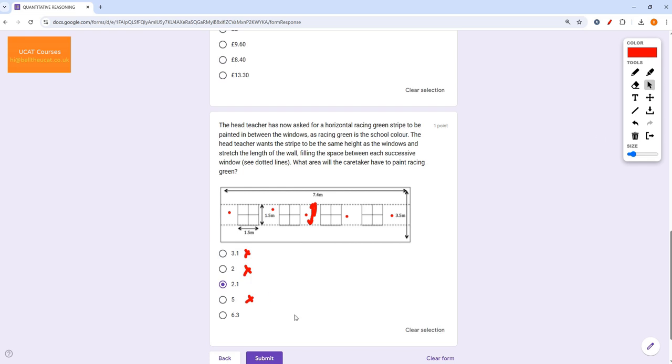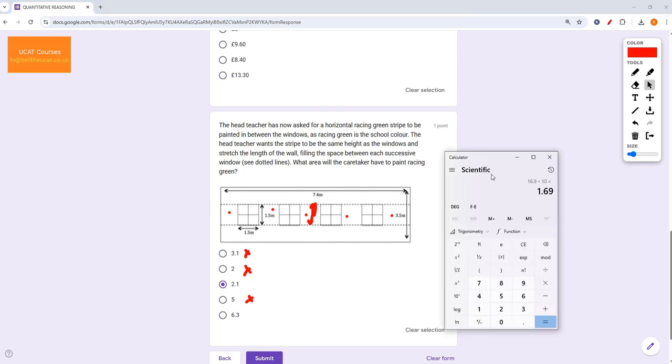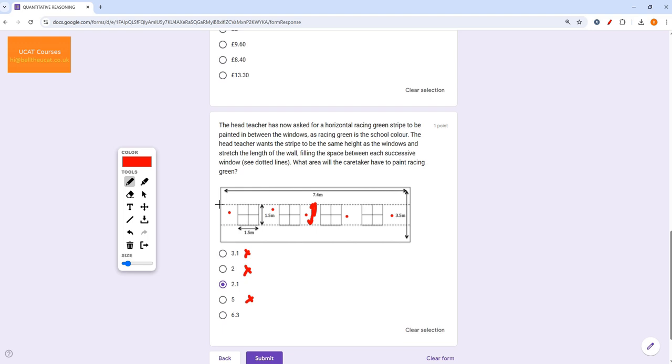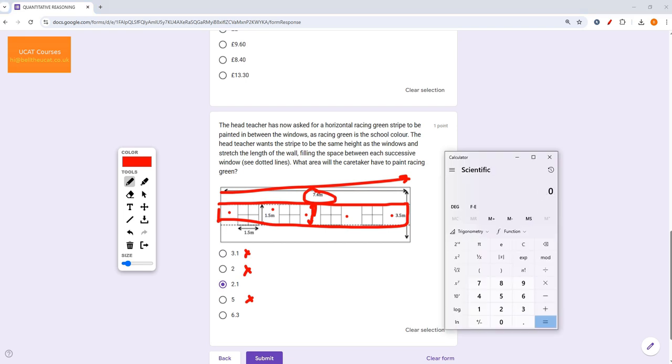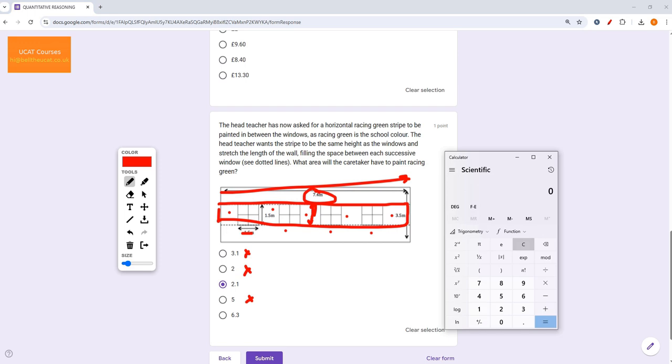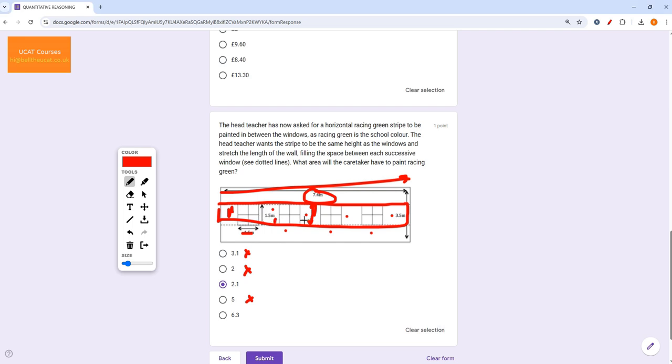So how much is that altogether? I need to figure out the area of this whole thing. This whole thing is 7.4, as he says here. So we have 7.4, and I need to take away 1.5, 1.5, 1.5, 1.5. How many 1.5? 4. 1.5 times 4 is 6. 7.4 minus 6, 1.4. That means 1.4 is the area of this bit plus this bit plus this bit plus this bit plus this bit, minus the windows.